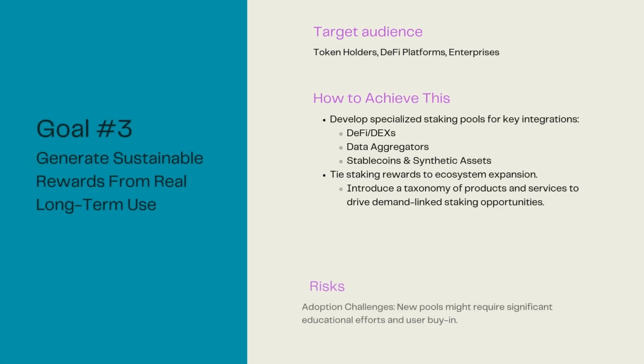Goal number 3, generate sustainable rewards from real long-term use. This goal is all about creating rewards that come from real-world usage of Chainlink services, not just temporary token incentives. The idea is to link staking rewards directly to actual demand for Chainlink's data services like DeFi integrations, stablecoins, and enterprise partnerships. To make this more dynamic, Chainlink could introduce specialized staking pools tied to new products or projects based on a taxonomy that would need to be created.